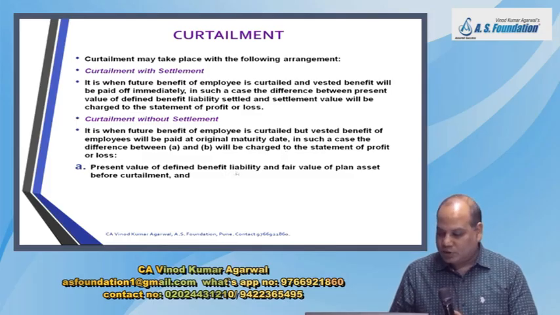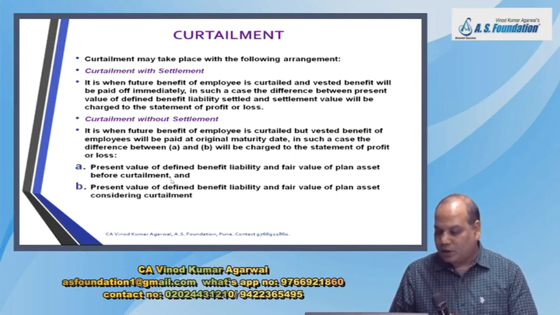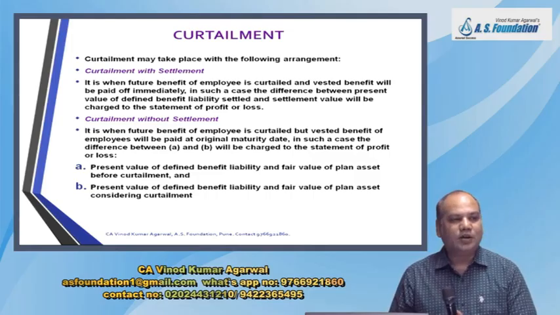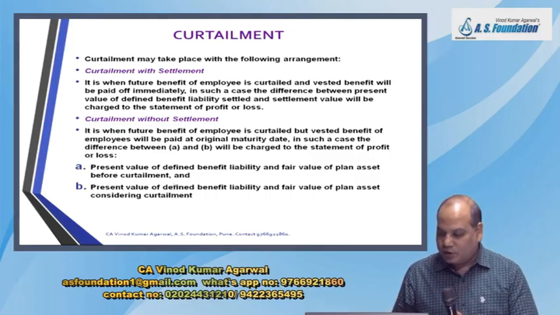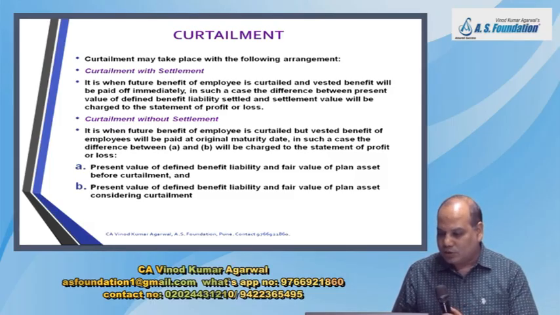A is your present value of defined benefit liability and fair value of plan asset before curtailment, and B is the present value of the defined benefit liability and fair value of plan asset considering curtailment. This figure is already there in your books. Do the revised calculation with curtailment and the difference between A and B will be your gain or loss. Mostly gain only because it is curtailment.